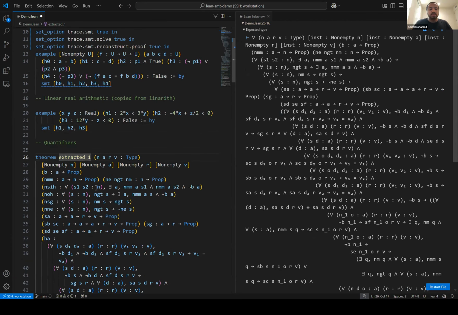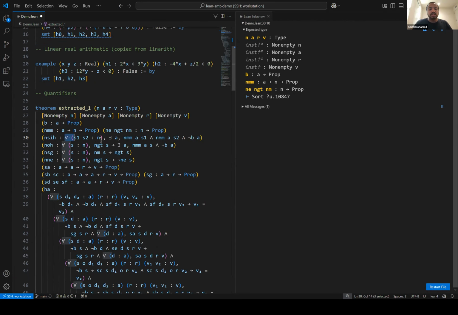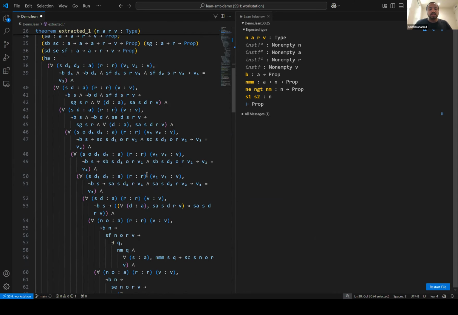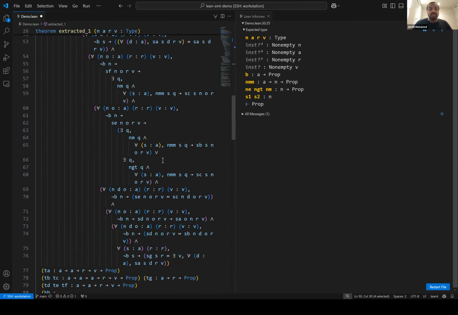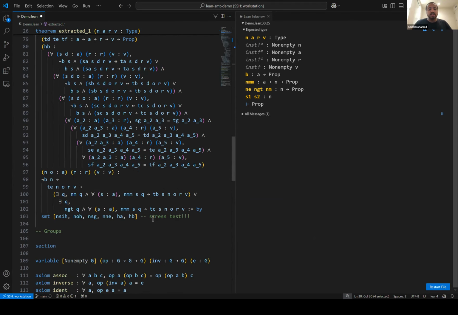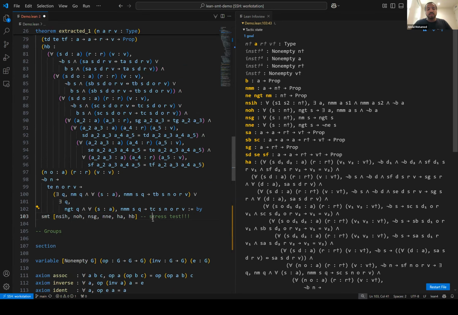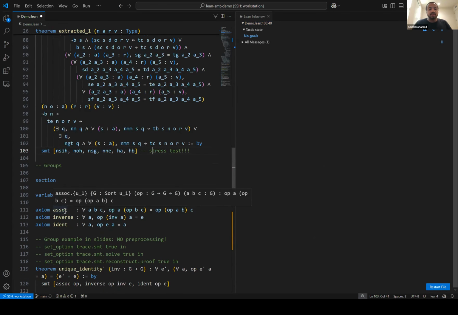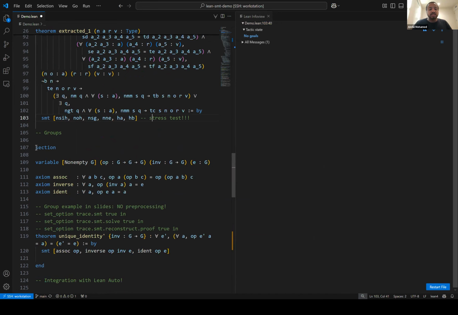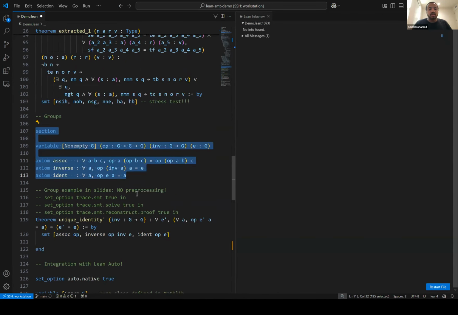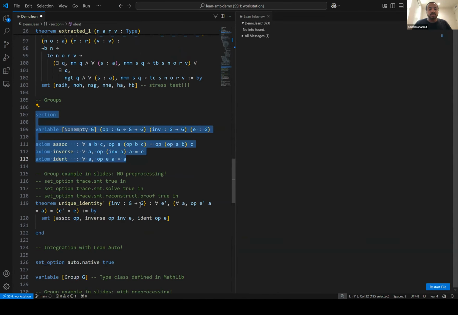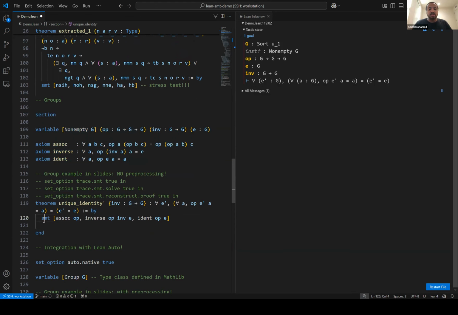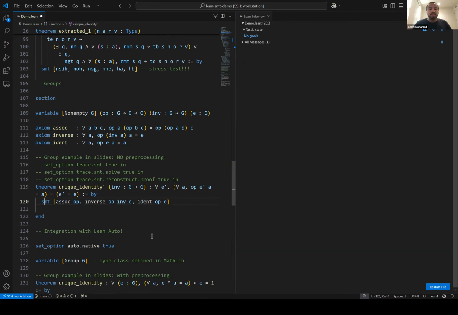We also support quantifiers, for all and existentials. And this is basically a stress test of the tactic. And we can see that it takes about a few seconds to get it, but it's not too bad. And then this is the groups example that I showed in the slides. This is the pre-processed version of it. And you see here that the tactic works just fine.